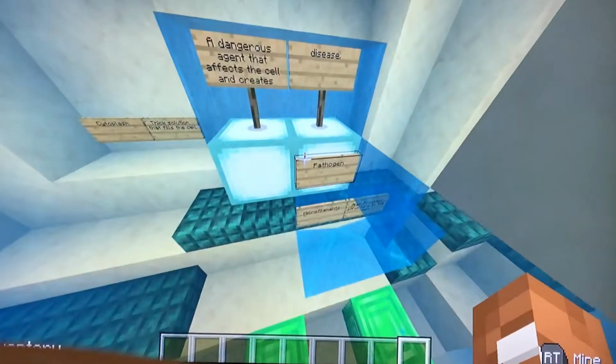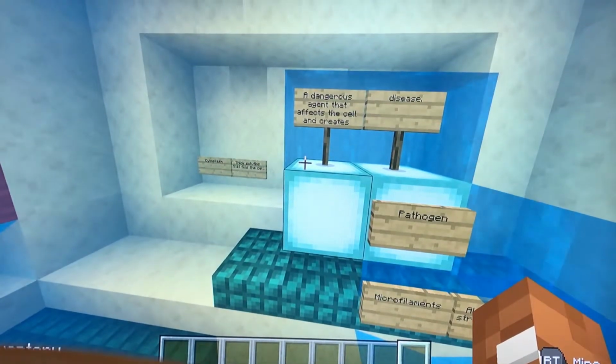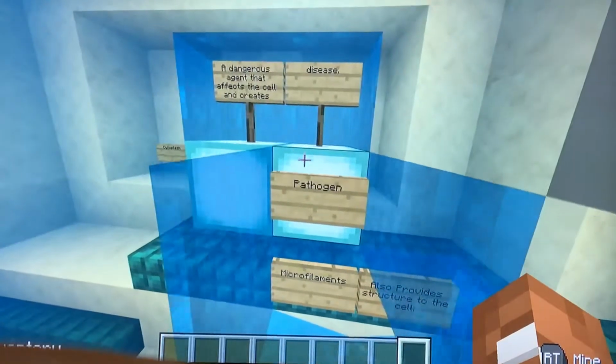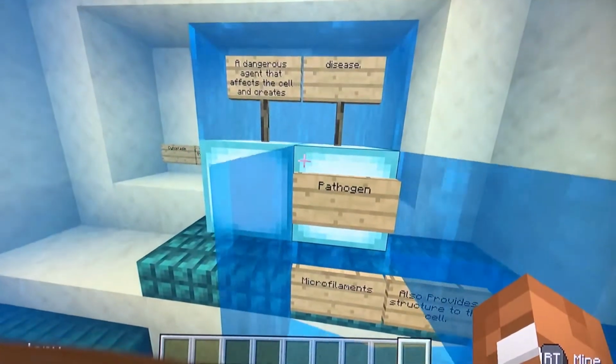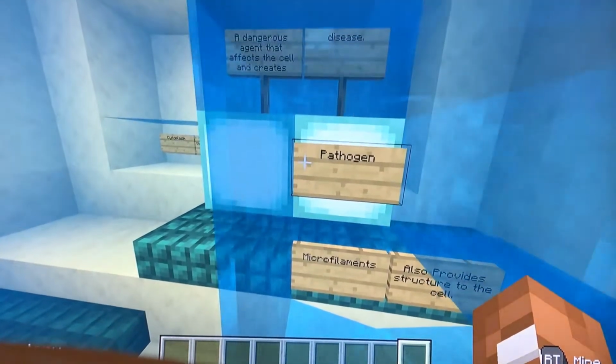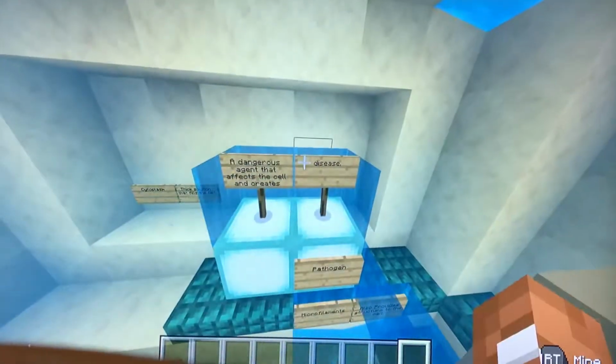This is the pathogen, and it is a dangerous agent that affects the cell and creates disease. It is like the human body because it can cause the flu and any disease affecting the immune system like the human body.